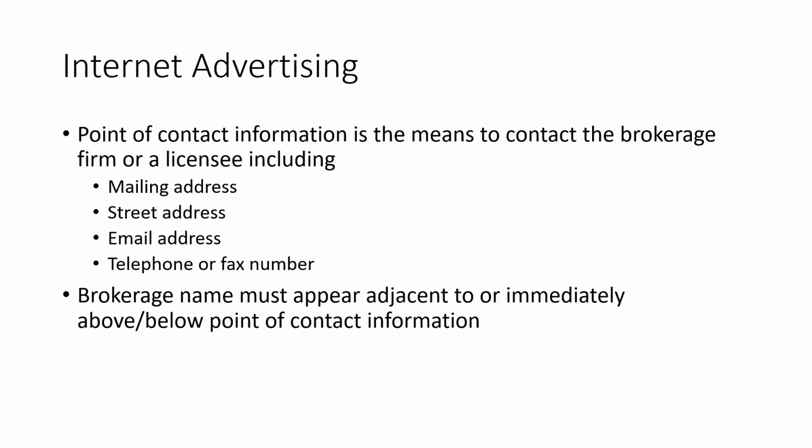Internet advertising. When you talk about websites and so forth, the point of contact information is the means to contact the brokerage, the firm or licensing, and must include a mailing address, street address, email address, telephone or fax number. Brokerage name must also appear adjacent or immediately above or below the contact point of information. They want to see more information there when you're dealing with the internet.